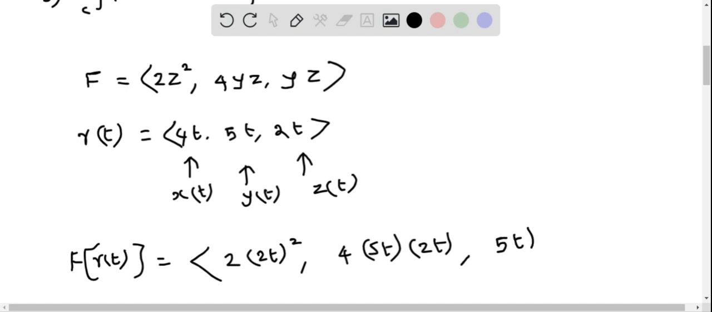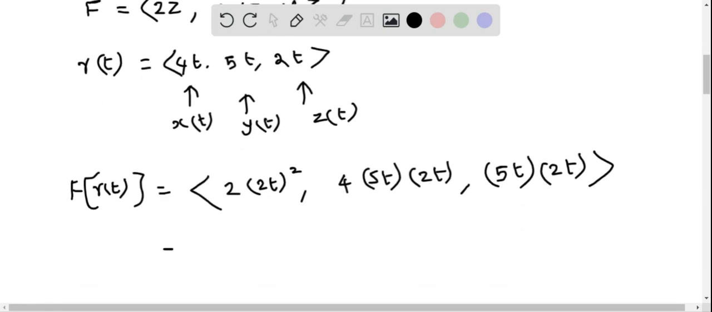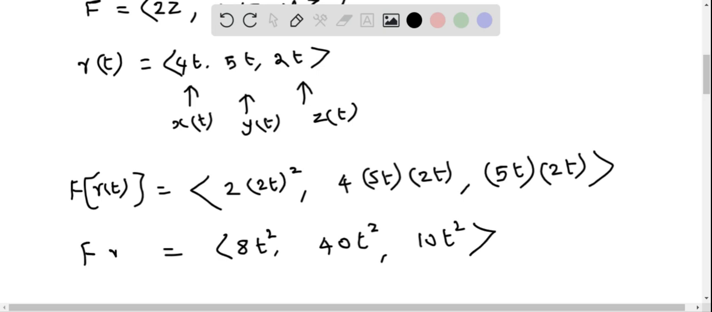y is 5t multiplied with z is 2t. So let's simplify this. So this will give (2t) squared is 4t squared multiplied with the 2 is 8t squared, and then we have 4 times 5t times 2t. If we multiply the numbers, we get 40, and t times t is t squared. And finally, we have 5t times 2t, which is 10t squared. So this is basically f of r of t.